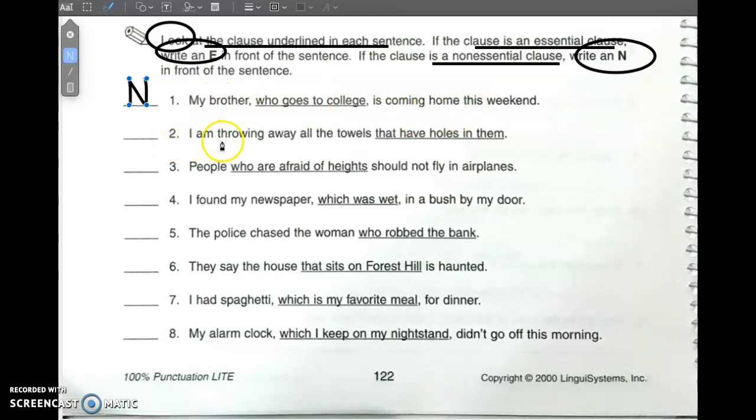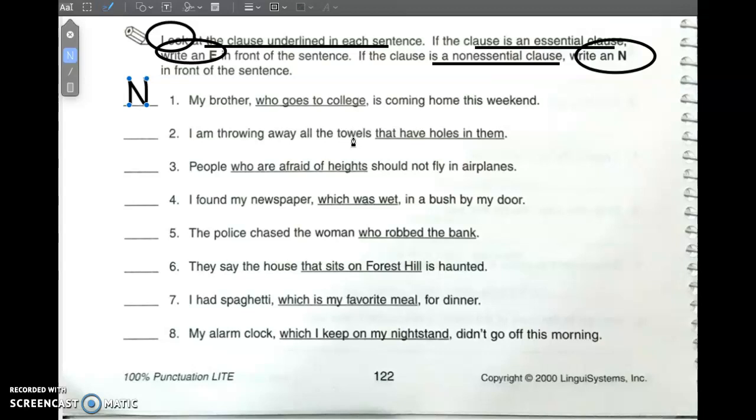Okay, I'm throwing away all the towels that have holes in them. That have holes in them is definitely essential to the meaning of this sentence. Let's read it without it. I'm throwing away all the towels. Okay, that completely changes that sentence's meaning.